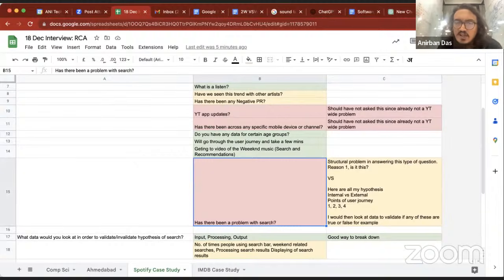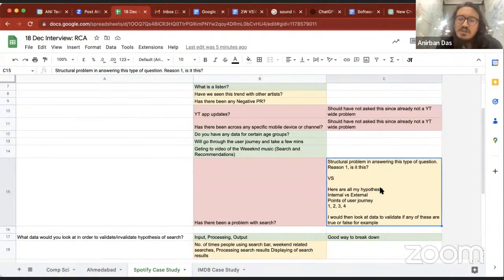Okay. So now this, in my opinion, at least, there are multiple ways to answer these questions, but I think this is a structural problem in answering the RCA type of questions. The structure that you're using is you're coming up with 5, 6, 7 different types of reasons, and then you're going one by one and asking the interviewer, is it this, is it this, is it this? An alternate structure is, here are all my hypotheses. I came up with these hypotheses based on internal versus external or points of time in the user journey, whatever is your method of coming up with the hypotheses. And then you go through, here is hypothesis 1, 2, 3, 4, 5, 6.